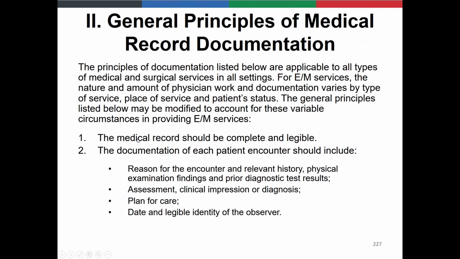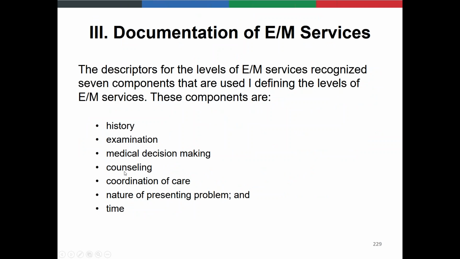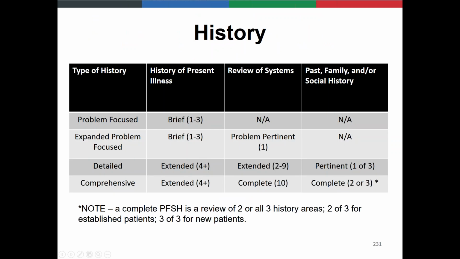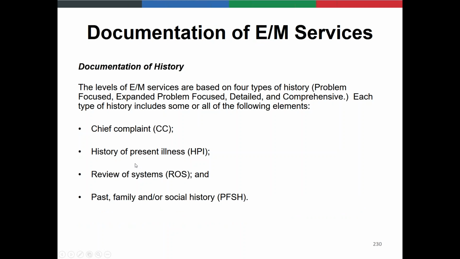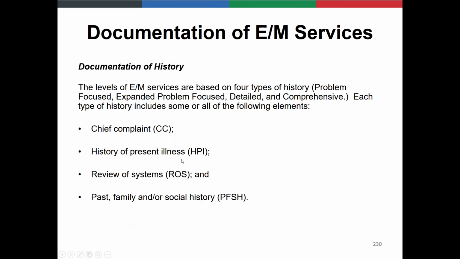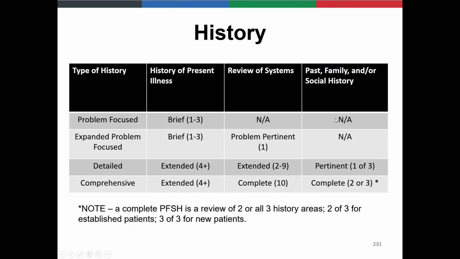So let's come back to the history. Oops, here we go. So you always have to have a chief complaint. You always have to have an HPI, okay? And if you look at the tables, and you're going to learn these tables and you'll have the tables. So for a problem-focused history, you would basically have 1 to 3 of these components. So you have chief complaint or one of the three, okay? Do you need a review of systems? No, okay? For a problem-focused history, do you need past, family, and or social history? No. Under expanded problem, it would be 1 to 3 problems, a problem-pertinent review of systems, and you do not have to have the past, family, social history.